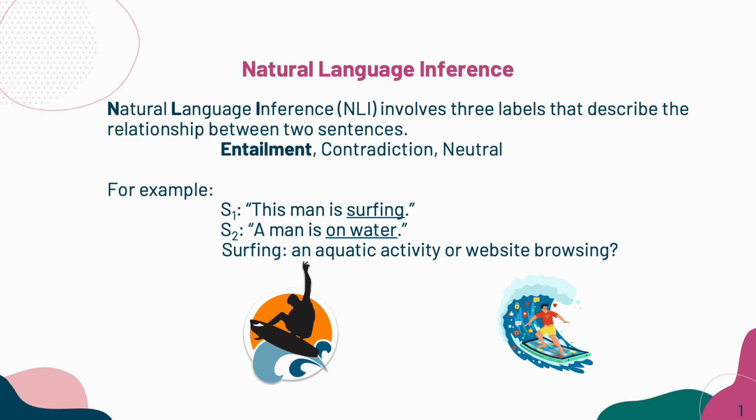Considering the following two sentences. Sentence 1, this man is suffering. Sentence 2, a man is on water. The latter sentence can be inferred from the former sentence given a broader context to make it clear that suffering here does not mean website browsing, but an aquatic activity.